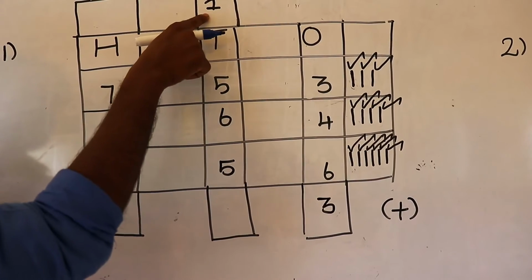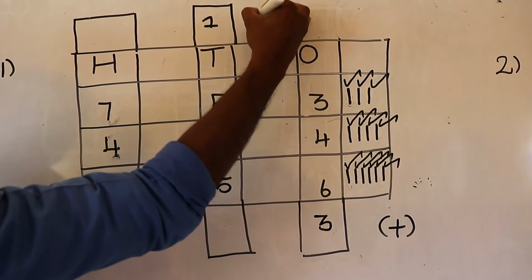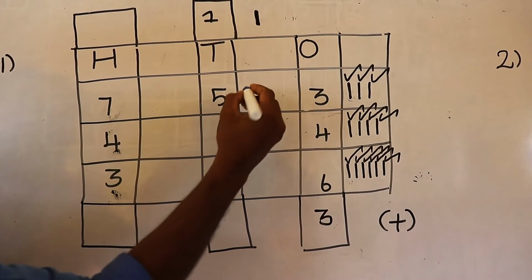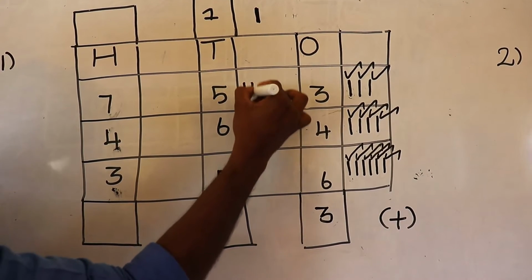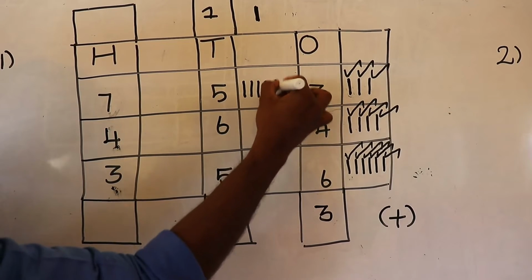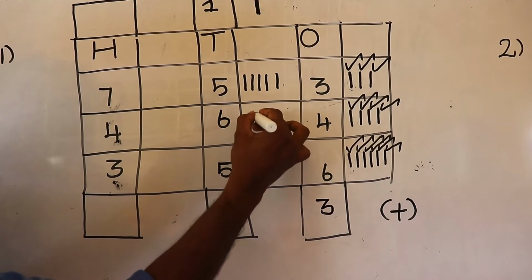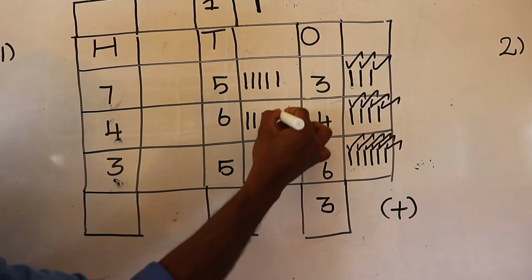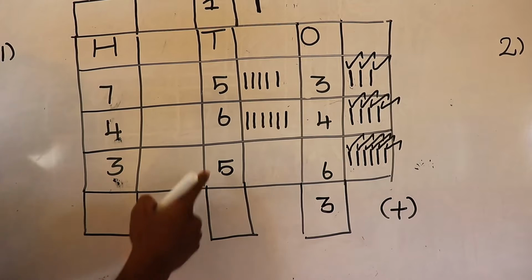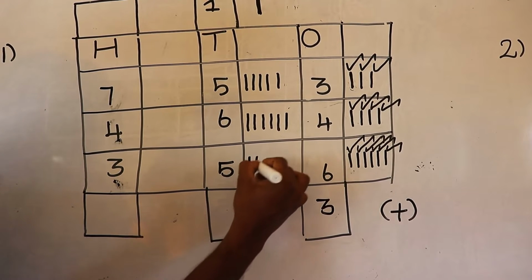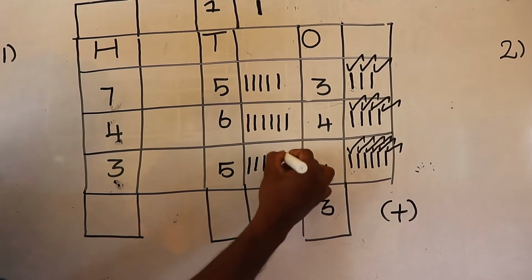Next, here, 1. The tens value of the first number is 1, so here draw 1 line. Only 1 line. Then the second value is 5, so draw 5 lines. Next value 6, so draw 6 lines. The last value is 5, so draw 5 lines.